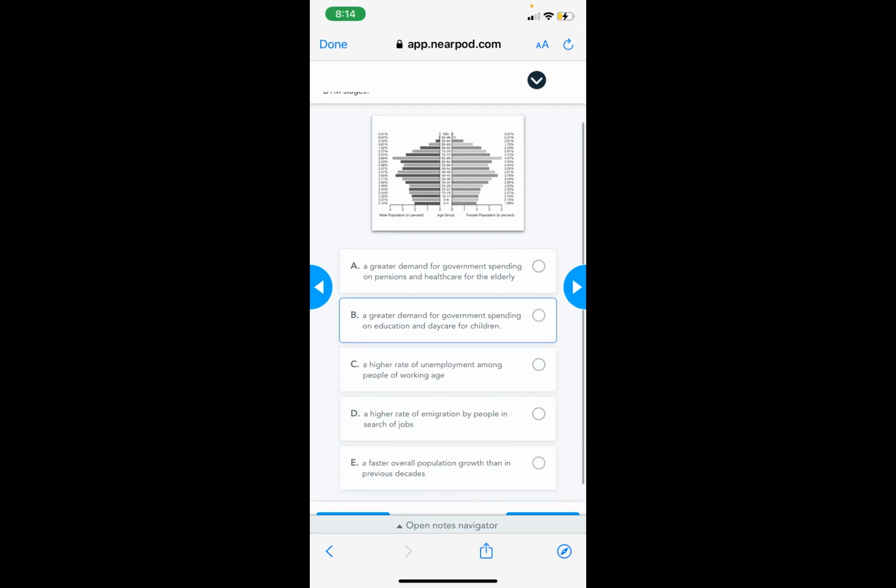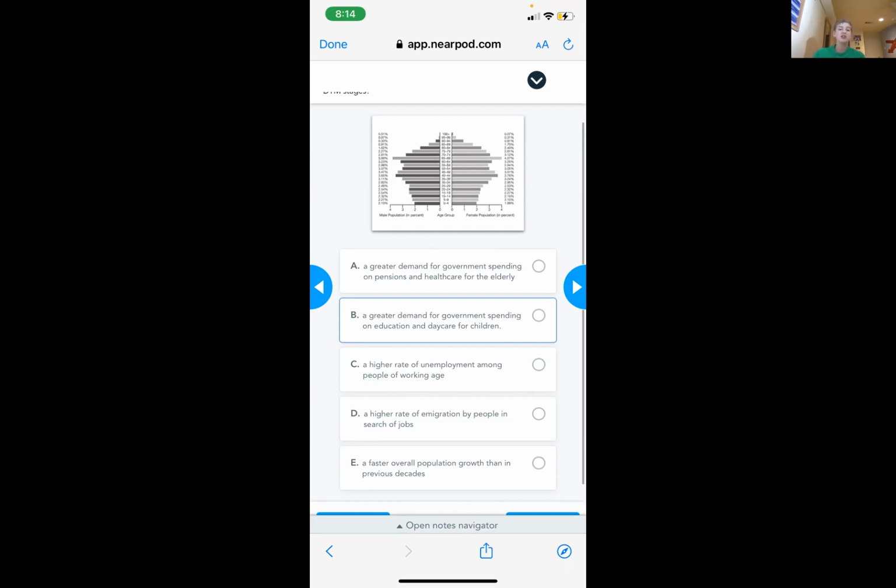Okay, but in general, how would you know what a graph is saying? Like this question, the graph never showed anything about these things. Are you supposed to just use your knowledge and assume? Yep. So basically, it says pensions and healthcare for the elderly. So you're just seeing, okay, there's a greater demand of things for elderly people. Are there a lot of elderly people on this graph? Yes. And then you look at B, a greater demand for things for children. Are there a lot of children? No. So there's not really going to be a greater demand.